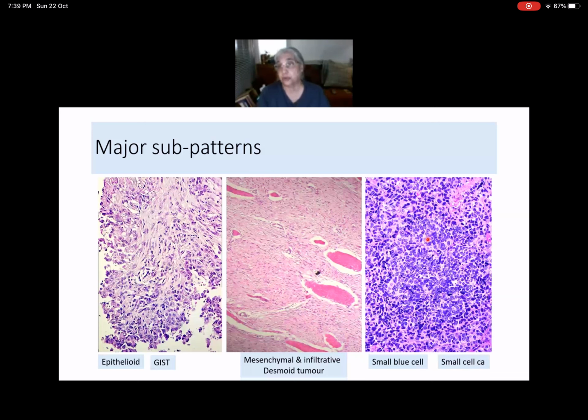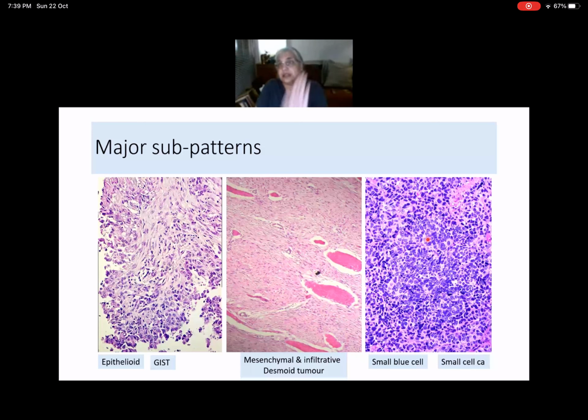Can this be lymphoma, ma'am? It could be lymphoma. Yes, it could be anything, but I'll tell you what it is. It's a small cell carcinoma. So, once again, something that can look like a lymphoma is actually a carcinoma. So, patterns do not tell you that this belongs to that particular category that the pattern represents.